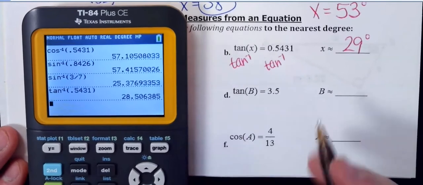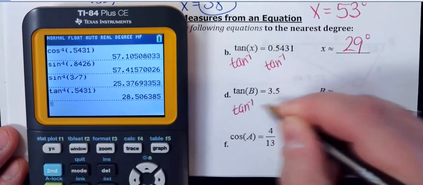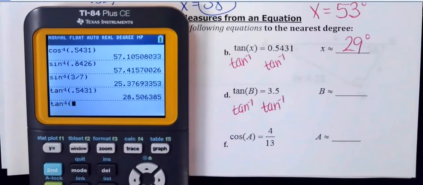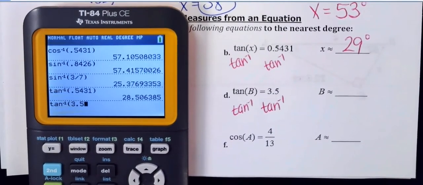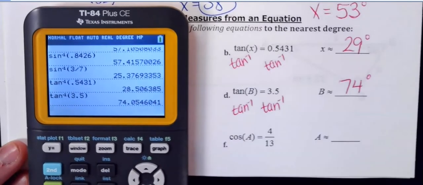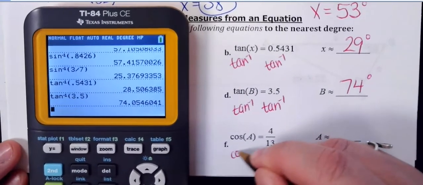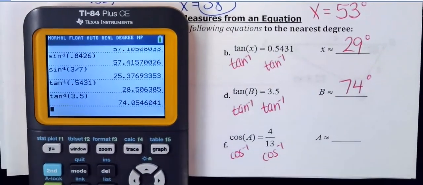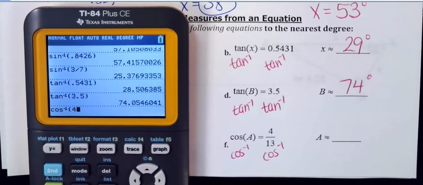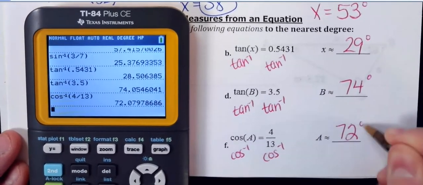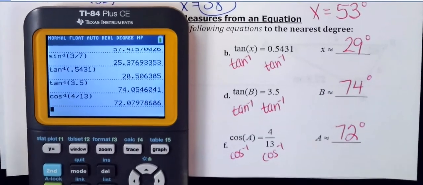This is also a tangent, so inverse tangent, where B is going to represent our angle here, so I need to find my angle measure. Inverse tangent, 3.5, and to the nearest degree we're going 74 there. And then just one more, this is an inverse cosine. This has a fraction instead of a decimal, that's fine, just second cosine. 4 divided by 13, and nearest degree there is going to be 72.